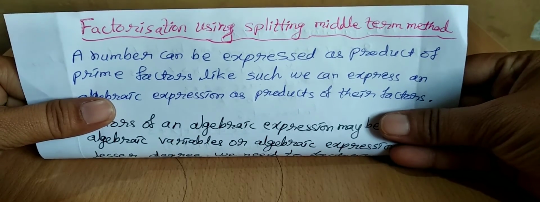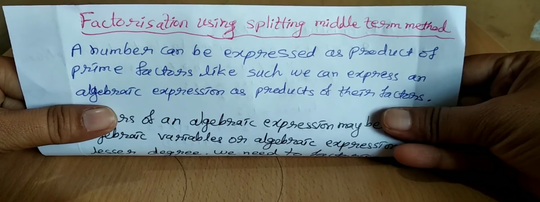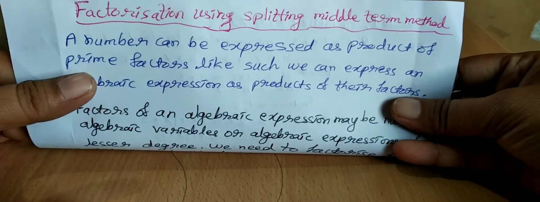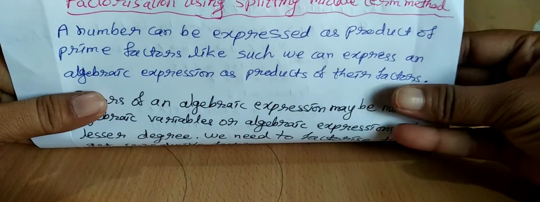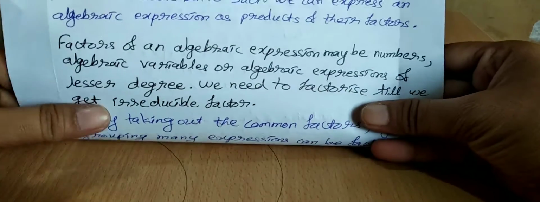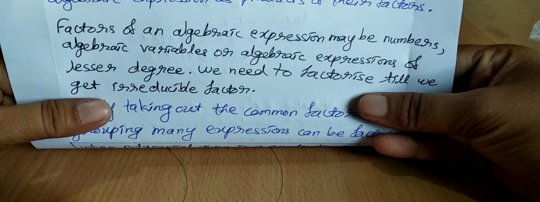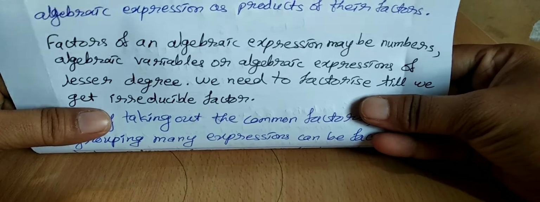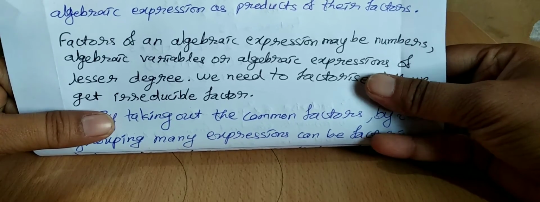In this video, we will learn about factorization using the splitting middle term method. A number can be expressed as a product of prime factors. Like such, we can express an algebraic expression as a product of its factors. Factors of an algebraic expression may be numbers, algebraic variables, or algebraic expressions of lesser degree. We need to factorize till we get irreducible factors.